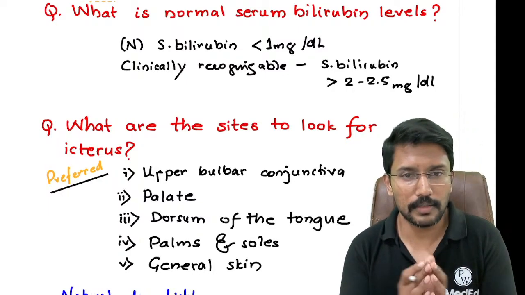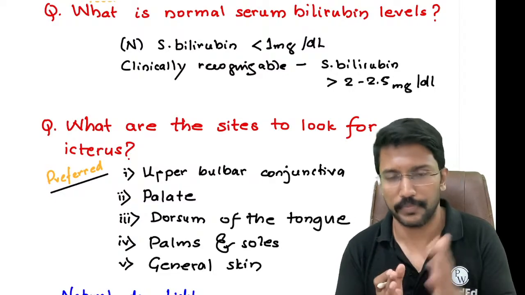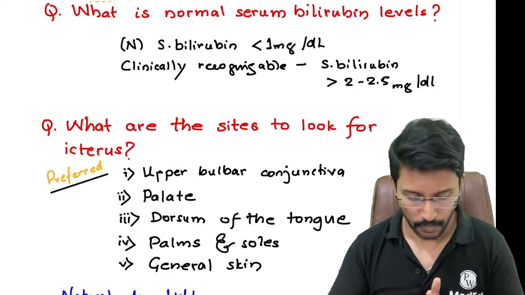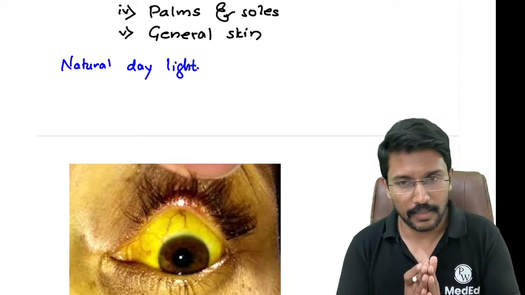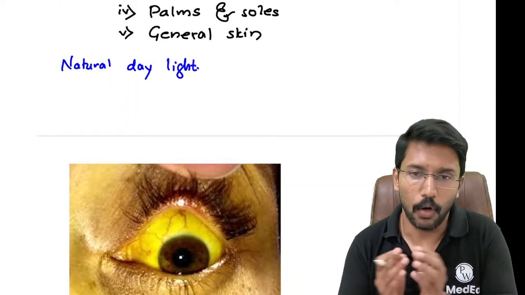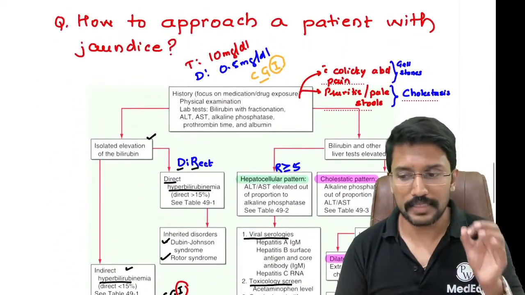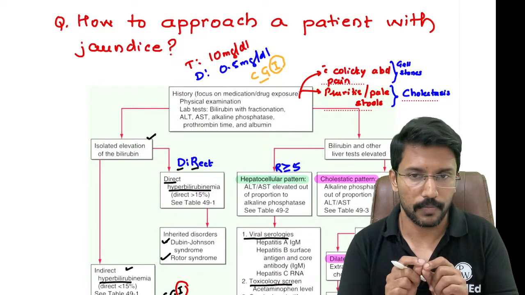Where do we look for jaundice? The preferred site is the upper bulbar conjunctiva, not the sclera. The other sites include palate, dorsum of the tongue, palms, soles and general skin. Okay. Ideally, we should examine in natural daylight. Fluorescent light or colored light can interfere with our interpretation of yellowish discoloration. Okay. Once we have established that the patient has jaundice, we have to look at the LFT.